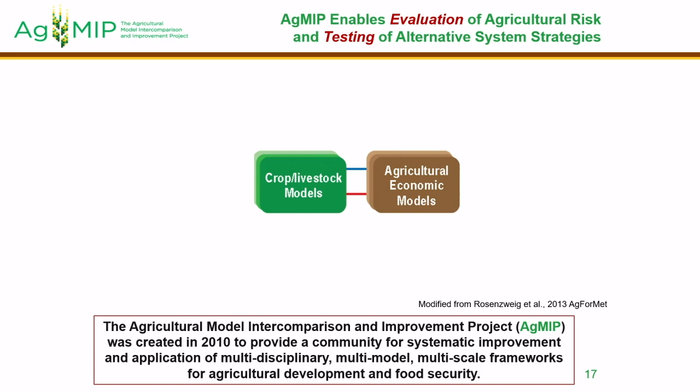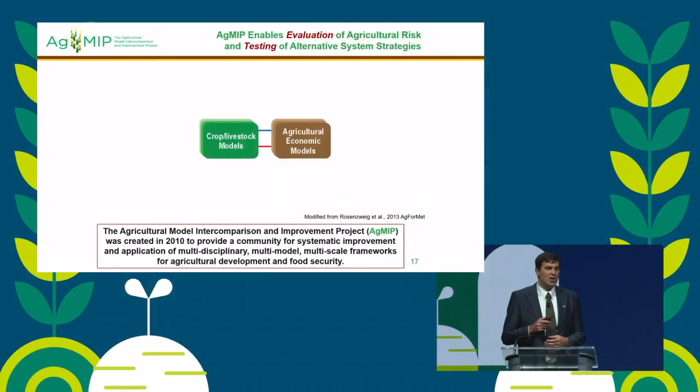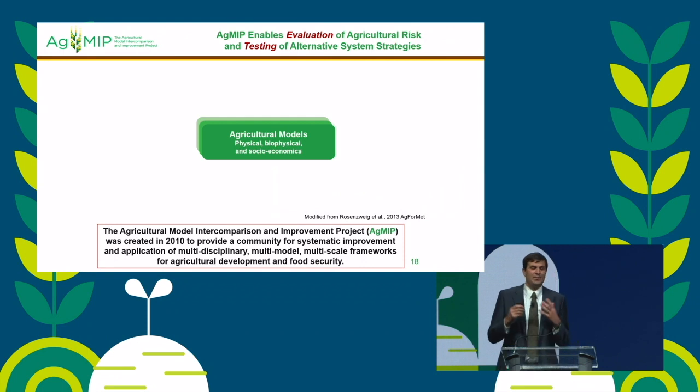And then this diagram is also meant to indicate stacked models, because the idea also was, how do we get the different modeling groups to talk to each other and intercompare their sets of results? So the AgMIP project was launched and created in 2010 to provide a community for systematic improvement and application of multidisciplinary, multi-model, and multi-scale frameworks for agricultural development and food security. And the way we did this was by connecting these models and even thinking bigger about just how do agricultural models represent the physical, biophysical, and socioeconomic spaces.